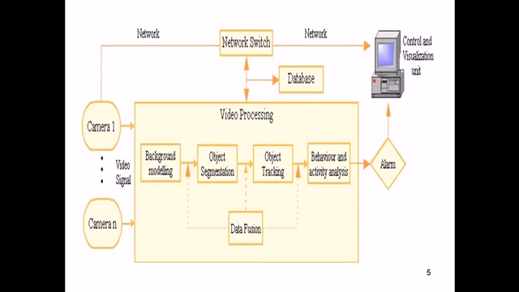These are the main steps involved in the video processing system. There are N cameras attached to video processing. These N cameras send video signals to the video processing as its input. Background modeling, object segmentation, object tracking, and behavior and activity analysis are the four steps in video processing. If any abnormal situation occurs, then the alarm attached to video processing alerts the security personnel.